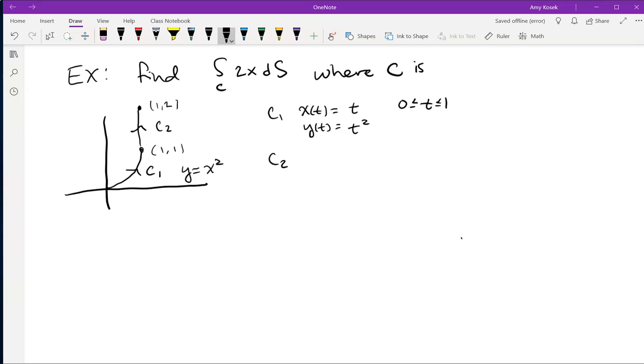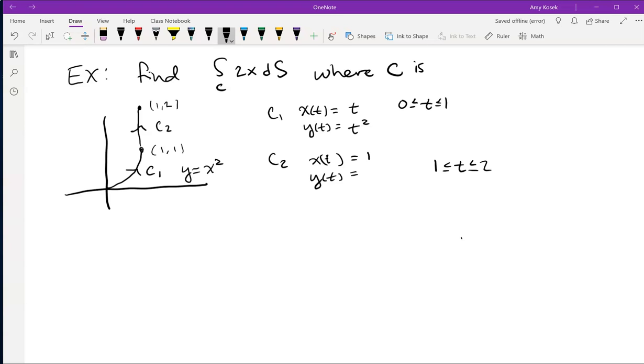And then our curve 2 will need an x of t and a y of t. Now notice we're going from (1, 1) straight up to (1, 2). So x just stays constantly 1. And then y needs to increase from 1 up to 2. Now notice that what we actually want here is that my last piece stopped at t equals 1, and this one needs to start at 1, and then go to 2.